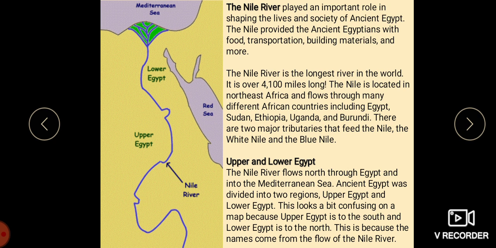The Nile is located in northeast Africa and flows through many different African countries, including Egypt, Sudan, Ethiopia, Uganda, and Burundi. There are two major tributaries that feed the Nile. One is the White Nile and the other is the Blue Nile.